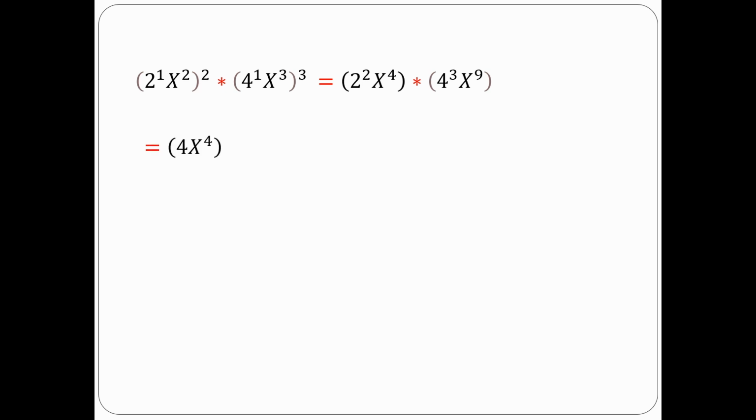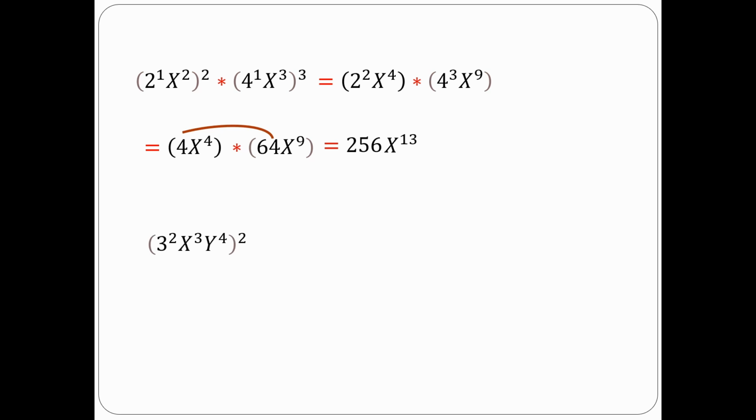So we have 4x to the 4th multiplied by 64x to the 9. So 64 times 4 is 256. And then we need to multiply x to the 4th times x to the 9. So we need to add the exponent and this will give us x to the 13. So hopefully at this point you understand how to put all these individual steps together. Now let's move on to our next problem.